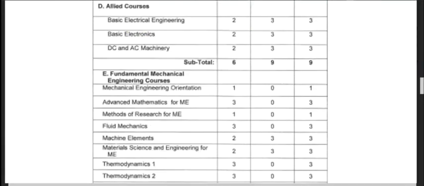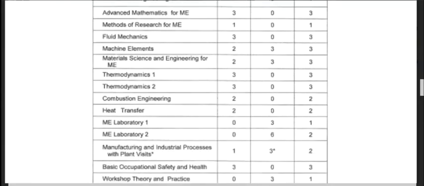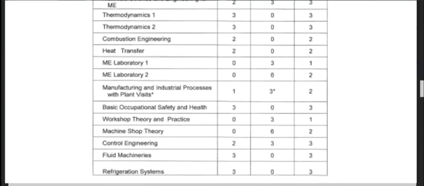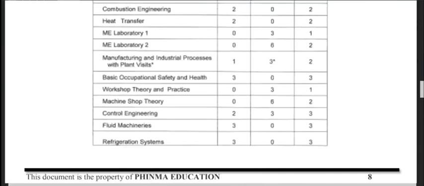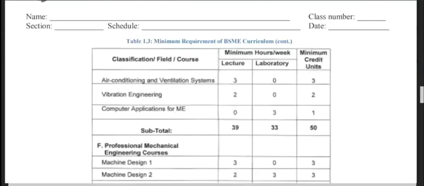For the fundamental mechanical engineering courses, you will be having your mechanical engineering orientation, advanced mathematics for ME, methods of research for ME, fluid mechanics, machine elements, material science and engineering for ME, thermodynamics 1, thermodynamics 2, combustion engineering, heat transfer, ME laboratory 1, ME laboratory 2, manufacturing industrial processes with plant visit, basic occupational safety and health, workshop theory and practice, machine shop theory, control engineering, fluid machineries, refrigeration system, air conditioning and ventilation system, vibration engineering, and computer application for ME.